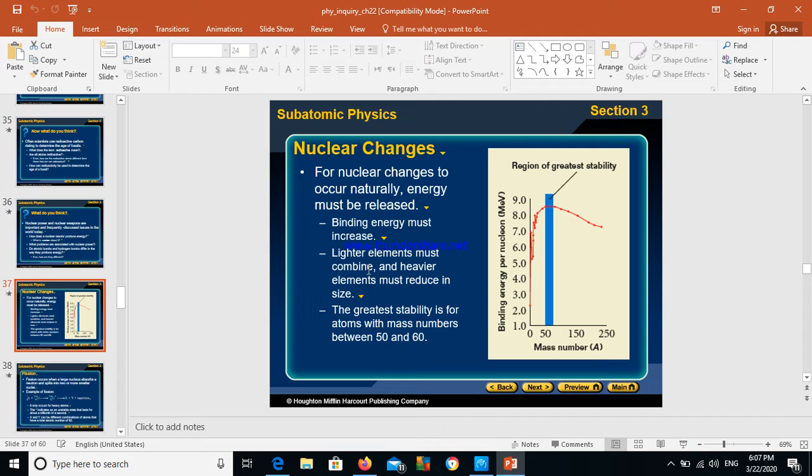Lighter elements must combine and heavier elements must reduce in size. The greatest stability is for atoms with mass numbers between 50 and 60. This is the region of greatest stability. From here, the binding energy per nucleon, in million electron volts, against mass number A, shows a region of greatest stability between 50 and 60.